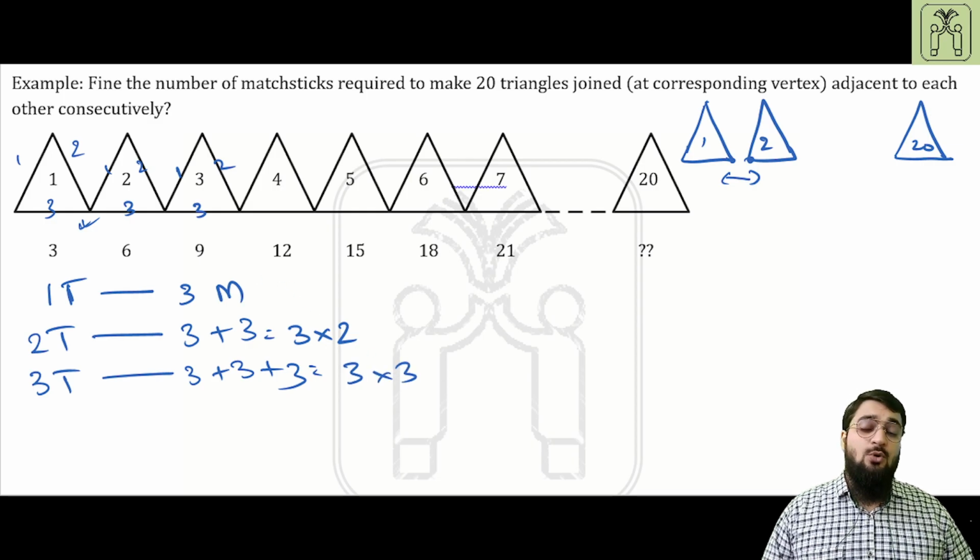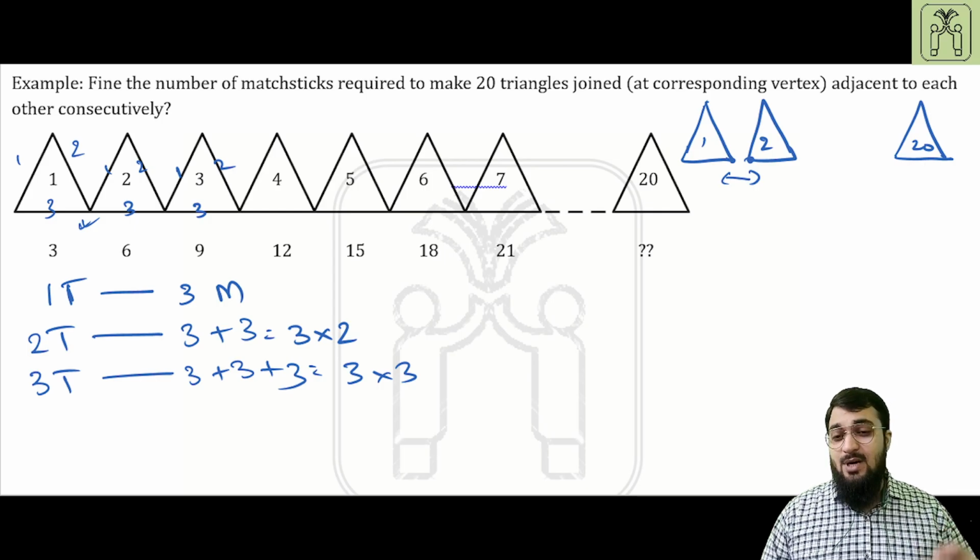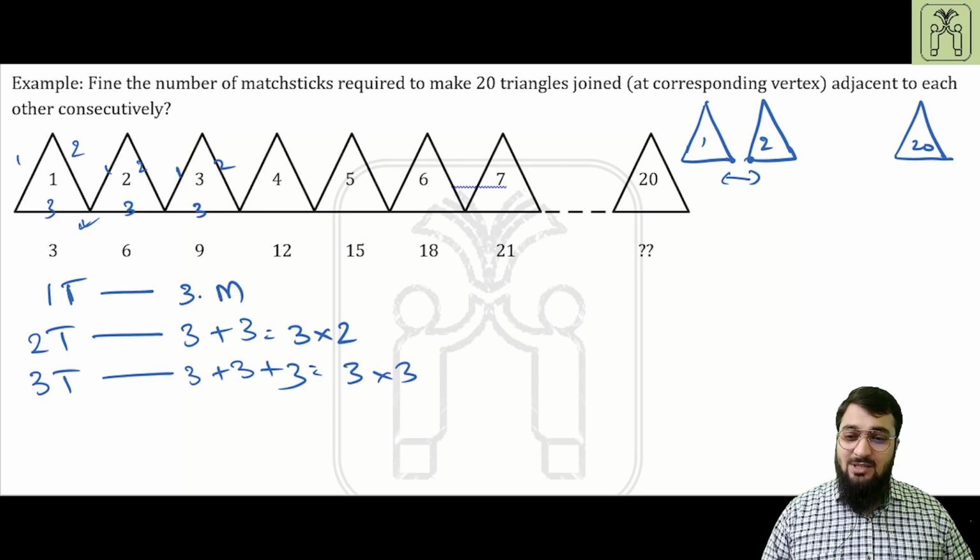So looking at the three continuous parts of the pattern, we can see that one triangle is equal to 3 matchsticks or 3 into 1. Two triangles are 3 plus 3, that is 3 into 2, and three triangles are 3 plus 3 plus 3, that is 3 into 3. Therefore we can write that n triangles, or nth triangle, or 20th triangle, or 100th triangle will be 3 into n. So this will be the formula.